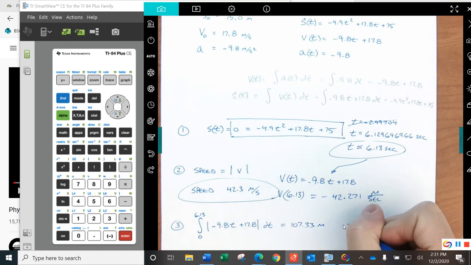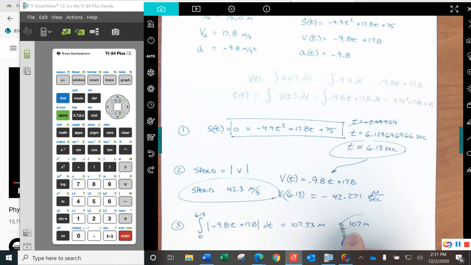And that's meters. Let's go 107 meters. That way we have that. Did I use 3 significant figures in these? Yeah, that'll work. There we go. So that's using our calculus. And we did that in about 14 minutes from start to finish, all those problems.